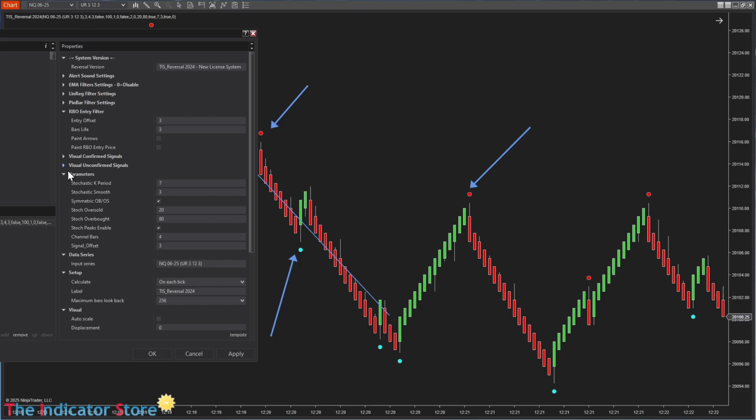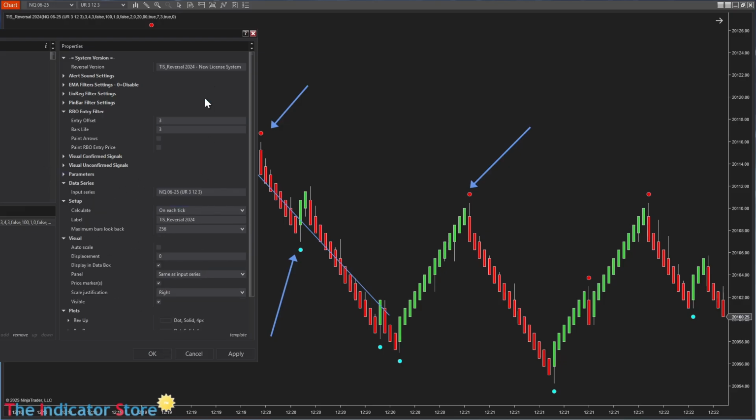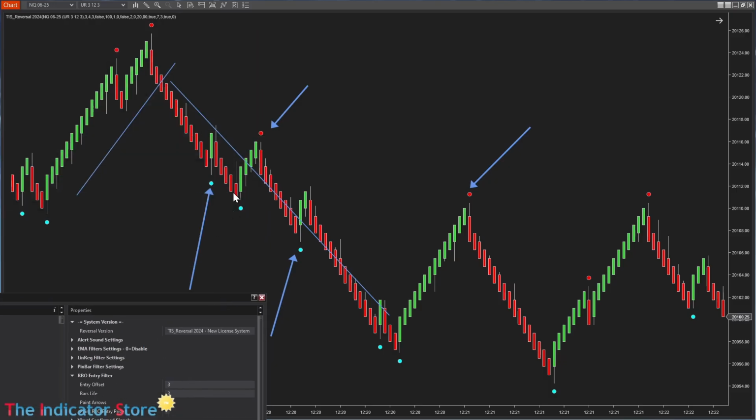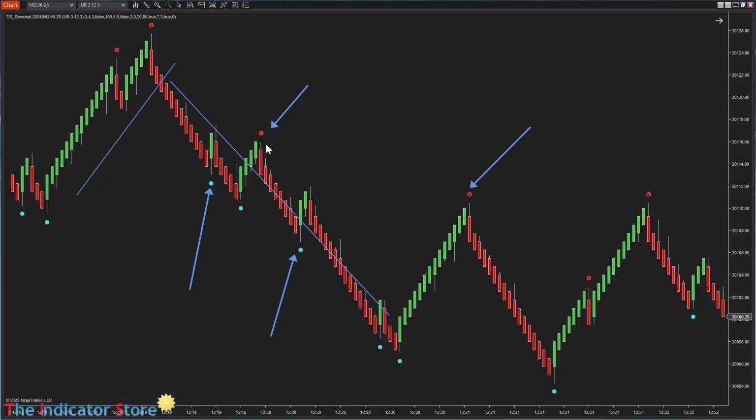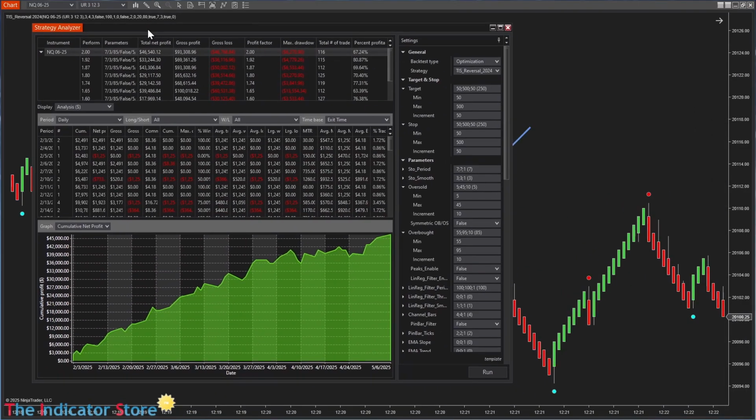Then we have the parameters of the stochastic, and this was explained in previous videos. You can search for all videos where I explain how the signals are created using the stochastic: the stochastic parameters, the overbought and oversold levels, and everything about the signal. What we have here is just the classic reversal as it was created several years ago, and even unfiltered we can get a performance like this.